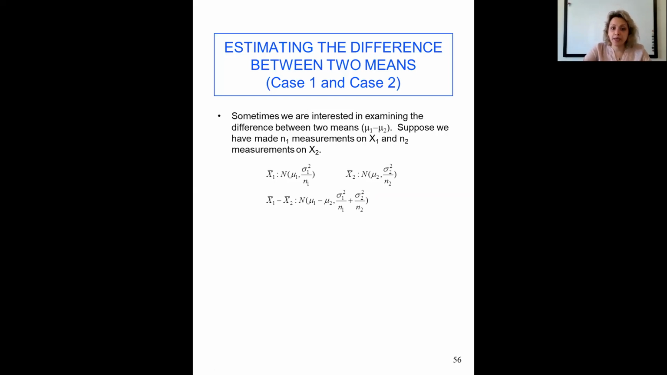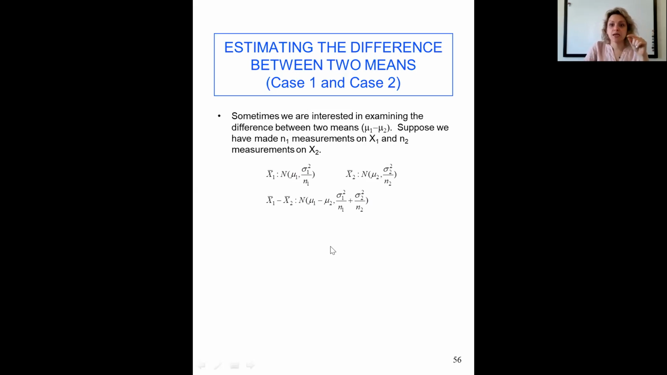So here we are interested in two means, mu1 and mu2, and we look at X bar 1 minus X bar 2, the difference between them. The first step is to know what type of distribution we have. Let's say originally we assume they had a normal distribution, so X bar 1 minus X bar 2 is going to have a normal distribution as well.